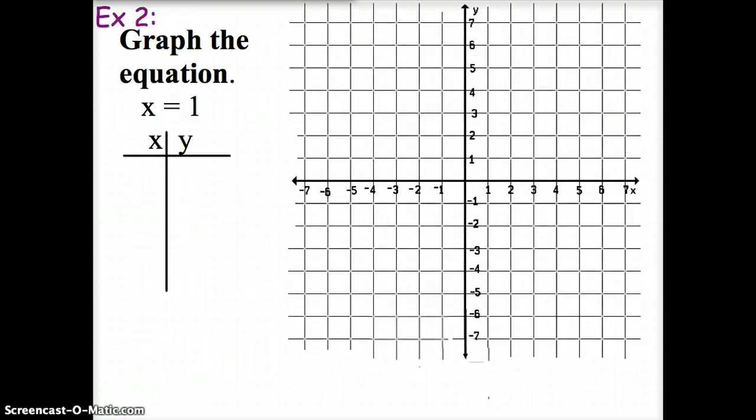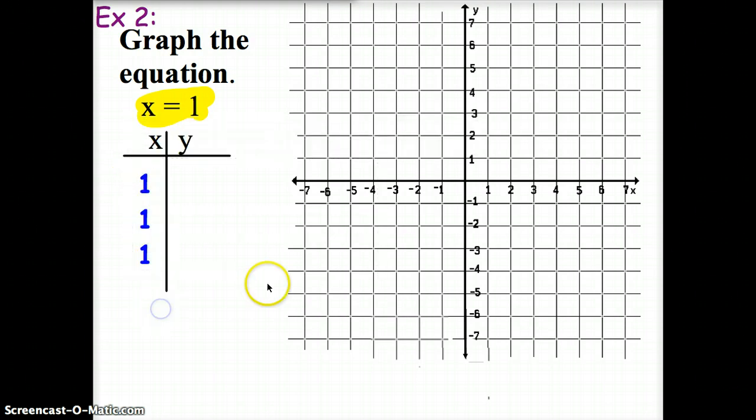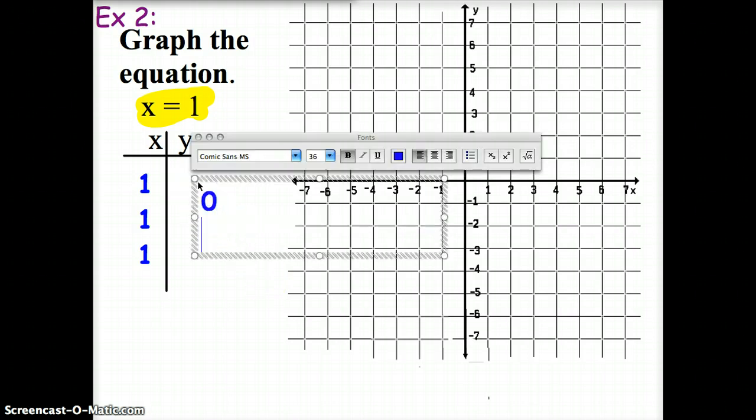Example 2, we're graphing the equation x equals 1. This time, they're telling us exactly what x has to be. We can't choose any different domain values. So x is going to be 1 no matter what we choose. Y, on the other hand, y can be whatever value we want. So I can have y be a value of 0, 2, and 7.